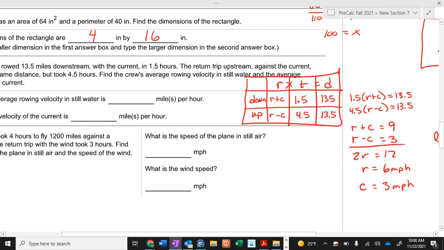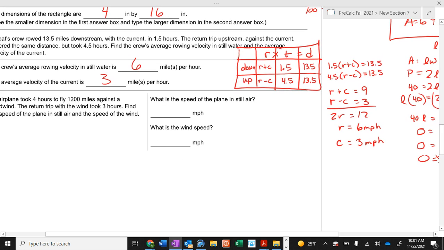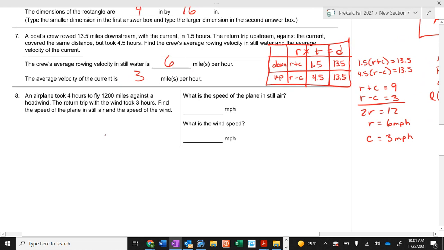So their velocity in still water rowing the boat is 6 miles per hour. The velocity of the current is 3 miles per hour. So 6 plus 3, they're going 9 miles an hour downstream. For 1.5 hours, took them 13.5 miles. 6 minus 3, because they're going against the current, they're only going 3 miles per hour. Times 4.5 hours, took them 13.5 miles. Okay? Plane speed is the same thing.